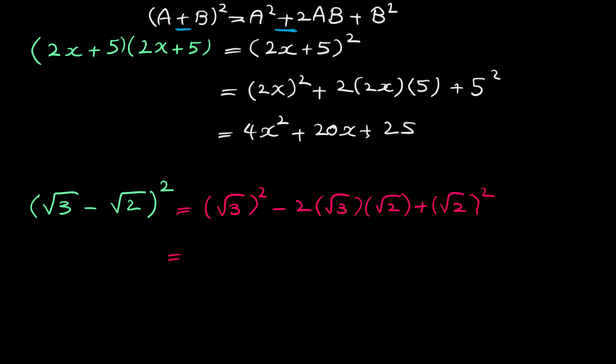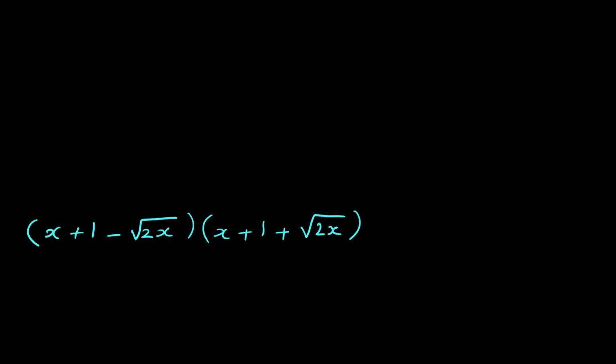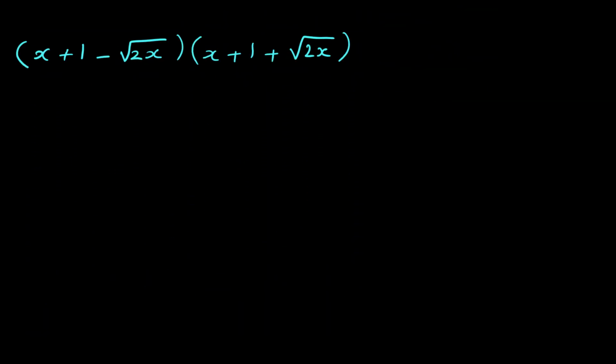Radical 3 to the 2, radical and power cancel, we have 3. Radical 3 times radical 2 is radical 6, so we have negative 2 radical 6. Radical 2 to the 2 is 2. 3 plus 2 is 5, so we have 5 minus 2 radical 6. And this is the answer for this question. Now look at this example.